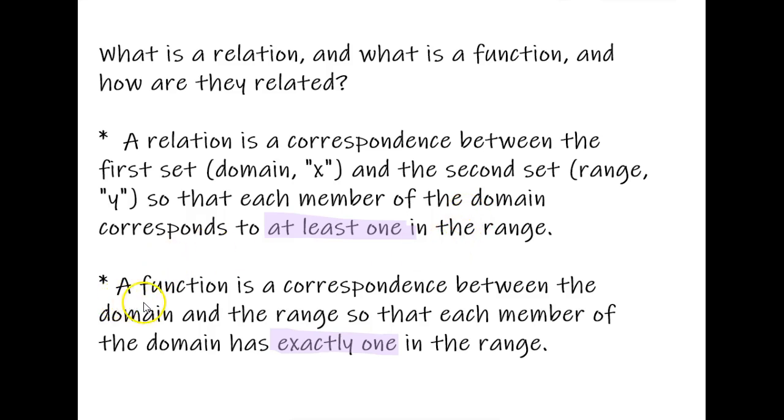In the case of a function, it is a correspondence between the domain and the range so that each member of the domain has exactly one in the range. So the big difference here is how many answers can you have. Everything else is the same. There's this relationship from the X to the Y, and for every X, there's got to be at least one answer. And in the function, it's got to be exactly one answer. So hopefully that's a little helpful.